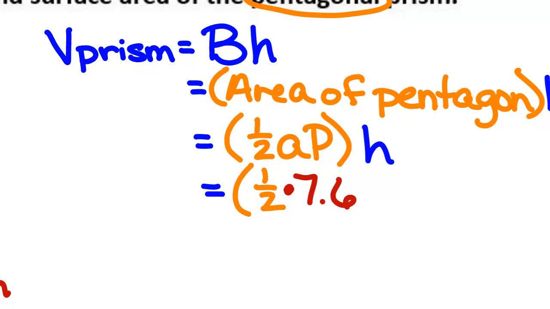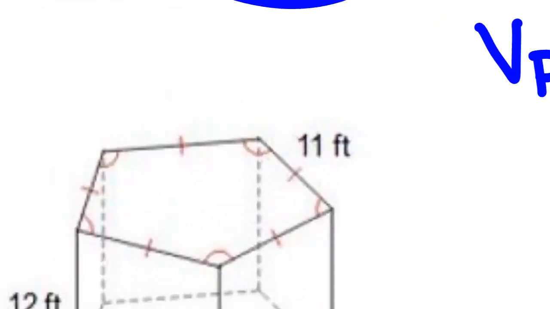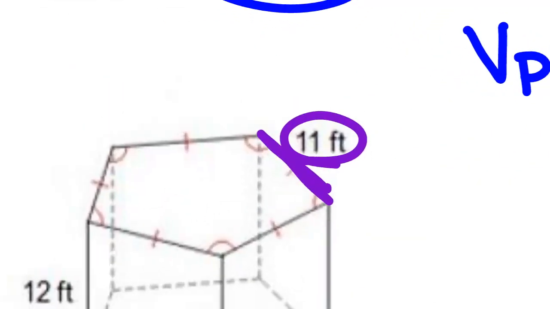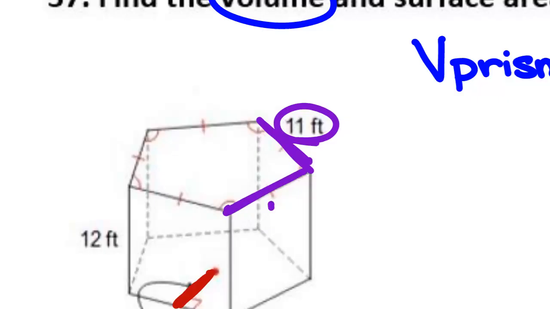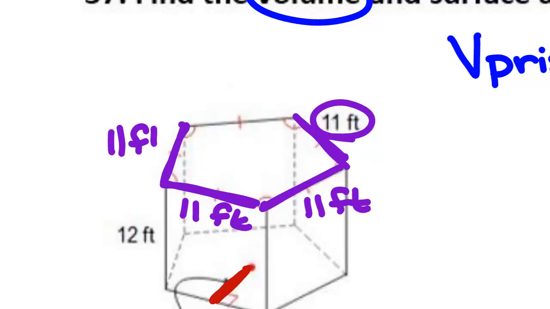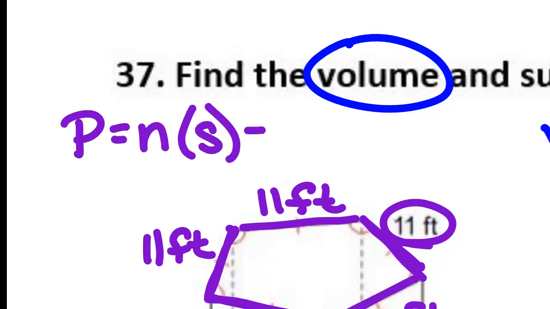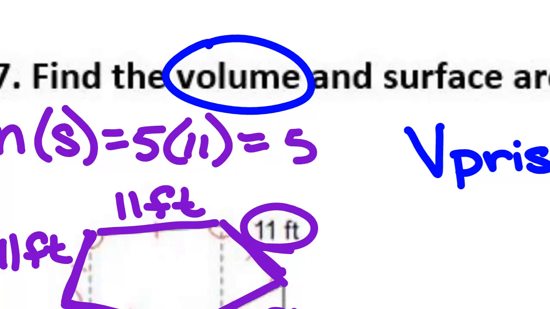Do we have the perimeter? No. Can we find the perimeter? How big is a side of the pentagon? 11. We see that right here. So this side over here, because it's got a congruence mark on it, would also be 11 feet. This side here would be 11 feet. This side would be 11 feet. And up here would be 11 feet. So what is our perimeter? 55. Number of sides times the length of each side. 5 times 11 gives us 55.